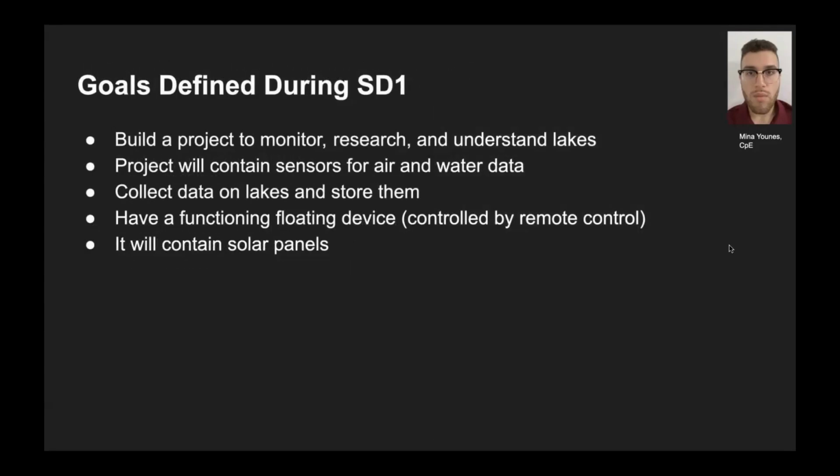Let's talk about our goals. During our reflection on the goals we wish to achieve with this project during our Senior Design 1 class, we came up with the following goals. Build a project that assists in monitoring, researching, and understanding the lakes around us. The project will contain sensors that collect data regarding air and water. The data collected should be stored in a place like on a cloud and accessed for review at any given time. Collected data regarding those lakes will be valuable parameters in assisting lake studies. Have a functioning device that floats, and it will be moved using a remote control. It will also contain solar panels to use the sun to help keep it running.